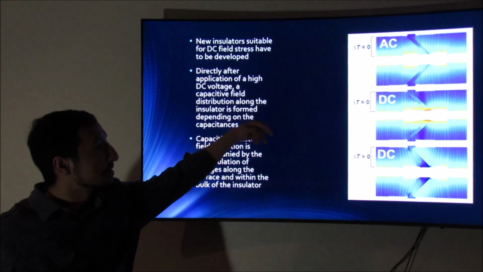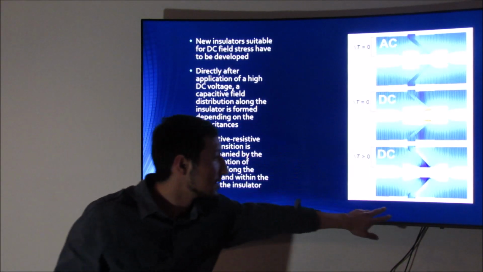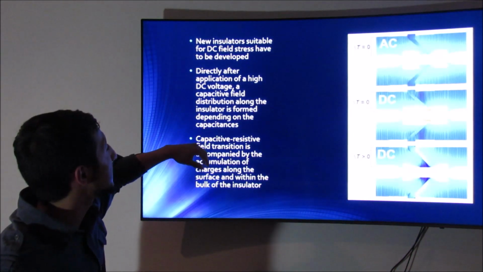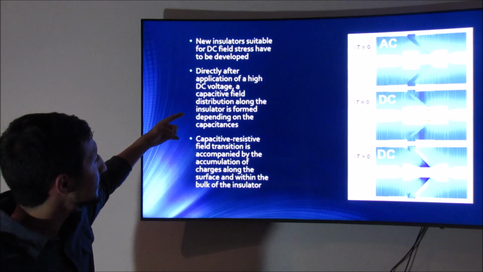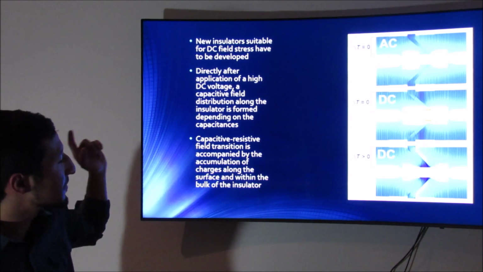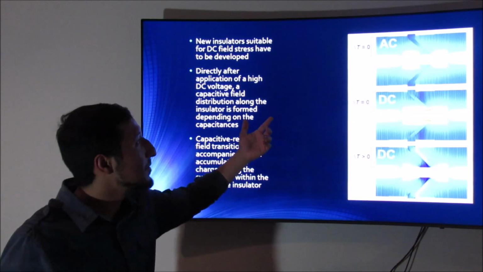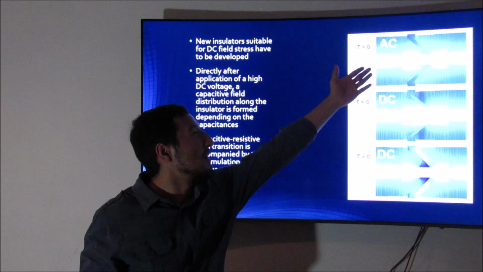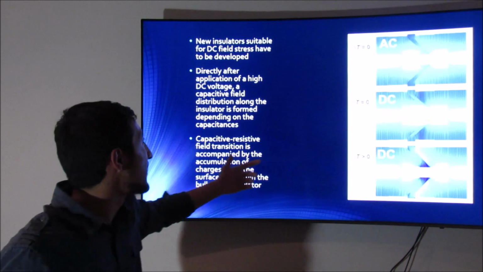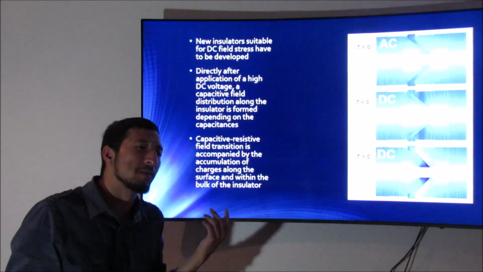Here we have a comparison of the AC and DC lines. This is what they started with. These lines are the actual insulators. What we have here is basically saying that the capacitive resistive field transition is accompanied by the accumulation of charges along the surface within the bulk of the insulation. What I depicted from this is that here the insulators are not being affected as much, but here you are building up your field of capacitance, which ends up becoming resistive.